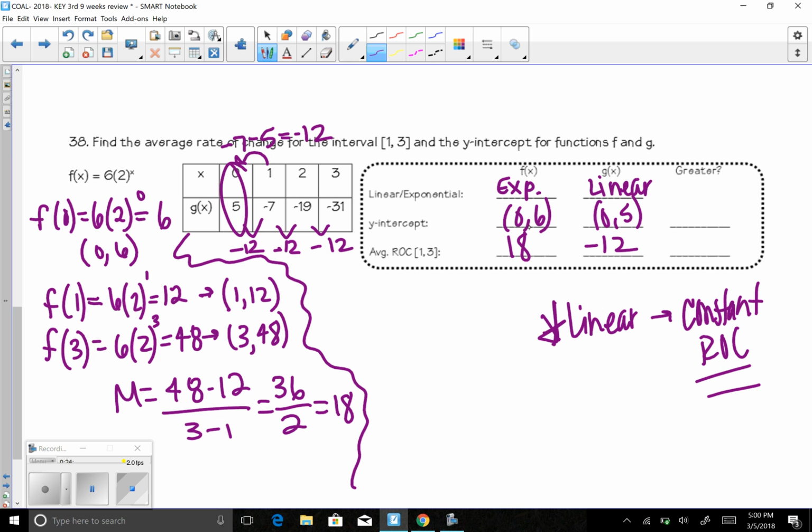So your y-intercept, (0, 6), (0, 5), which is bigger, f of x. Rate of change, 18, negative 12. Well, 18 is definitely bigger. But remember, if that 18 was negative and that 12 was positive, the negative can be bigger because you can decrease faster than you increase. So you ignore the negative signs for comparing rates of change.